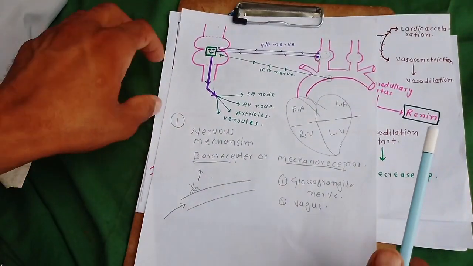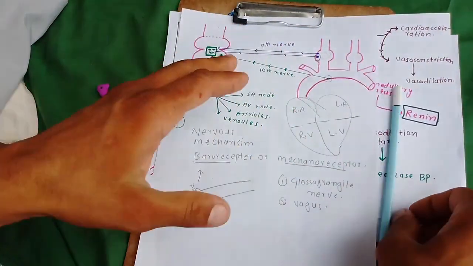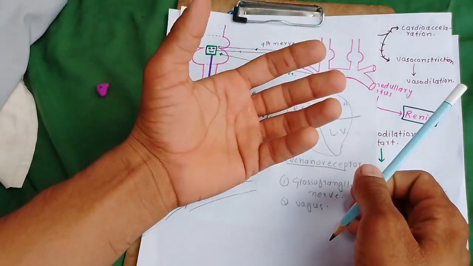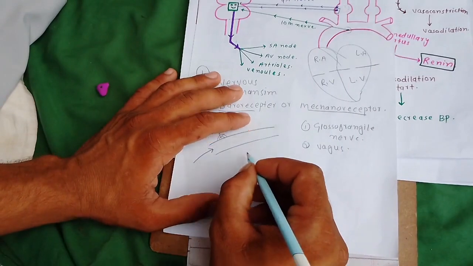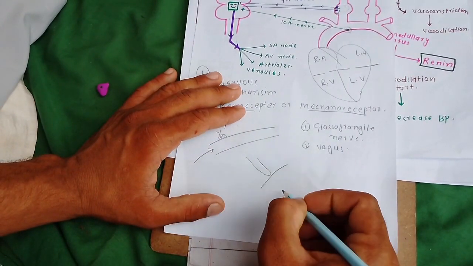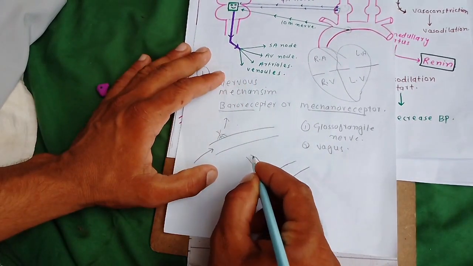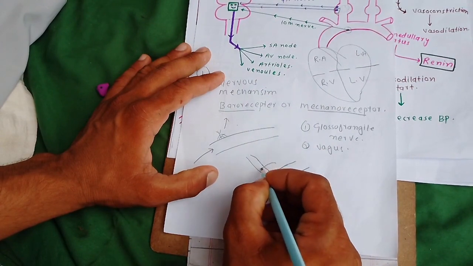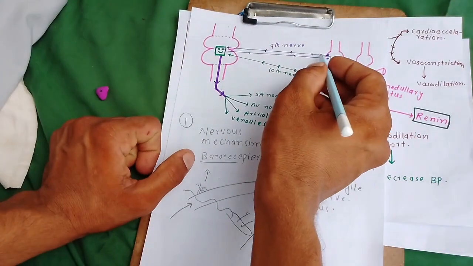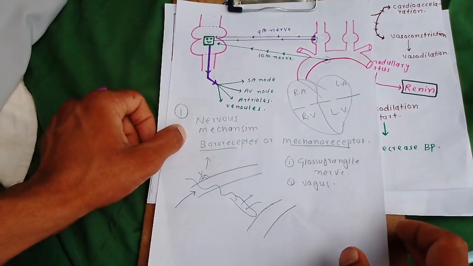What is meant by stimulation? When this blood vessel is stretched, the action potential is produced, with polarization and depolarization. Suppose this is the blood vessel and this is the nerve ending. When this area stretches, it stimulates the nerve ending, sodium starts moving inward and potassium outward, so an action potential is produced and carried to the central nervous system.